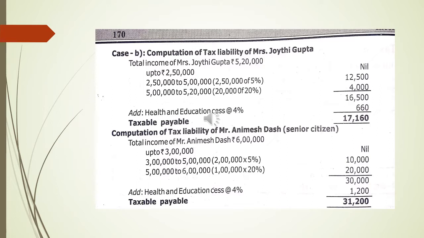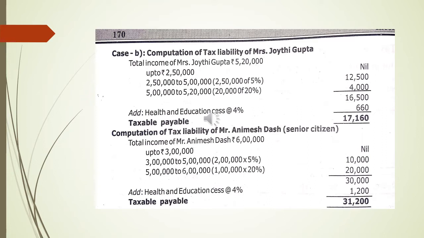Look at the third situation. Senior citizen, up to 5 lakh rupees, the tax will be charged at a minimum rate. His income is 6 lakhs. Up to 3 lakh rupees, there is no tax. So 3 lakh to 5 lakhs, there is a difference of 2 lakh rupees. On this 2 lakhs, 5% charge means 10,000.